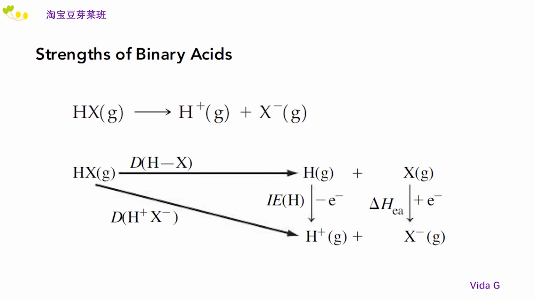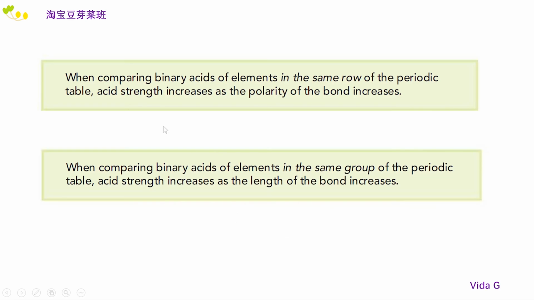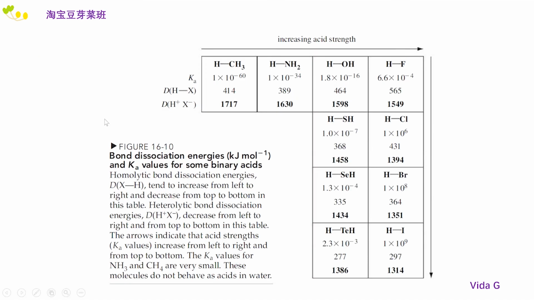First, let's talk about the strength of binary acids. In the case of binary acids, we consider the bond dissociation energy. If we want to dissociate the HX bond, we need energy. When comparing binary acids of elements in the same row of the periodic table, acid strength increases as the polarity of the bond increases. When comparing binary acids of elements in the same group of the periodic table, acid strength increases as the length of the bond increases. Let's explain why this happens.